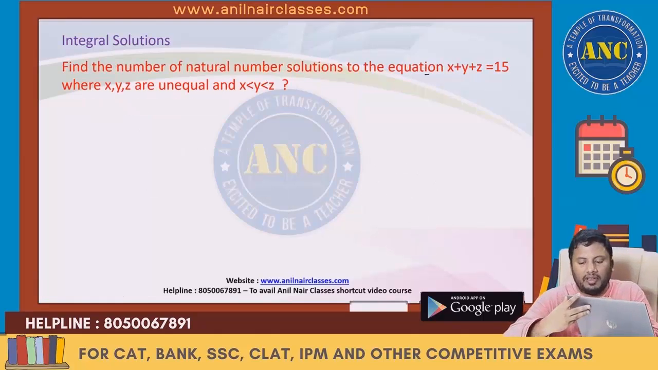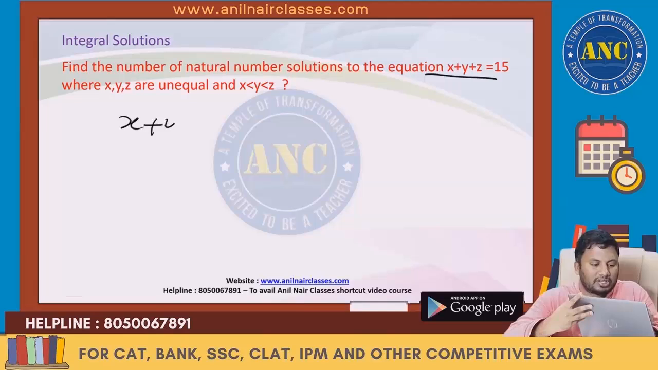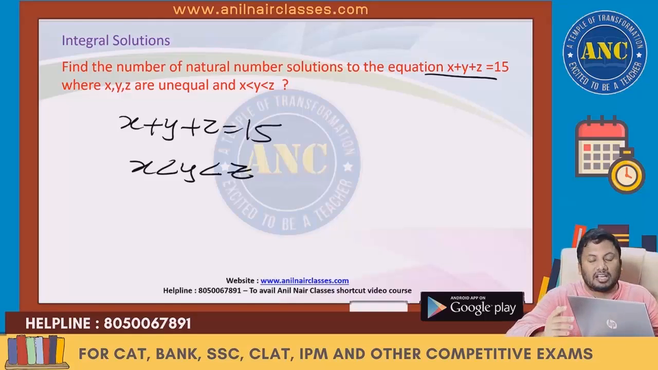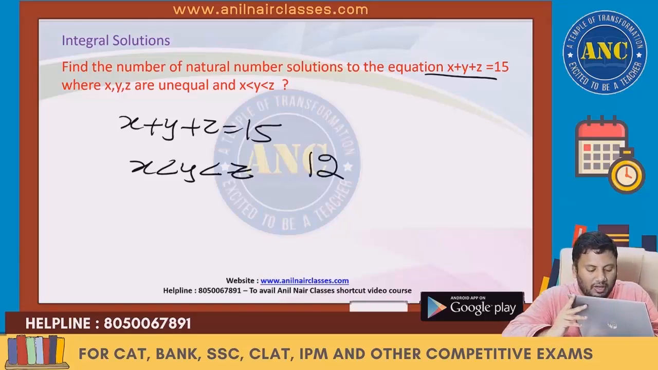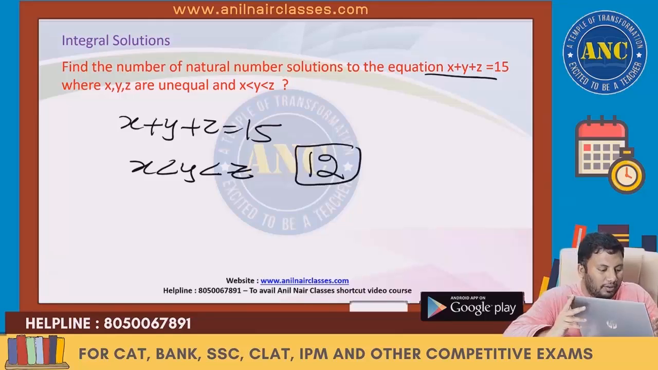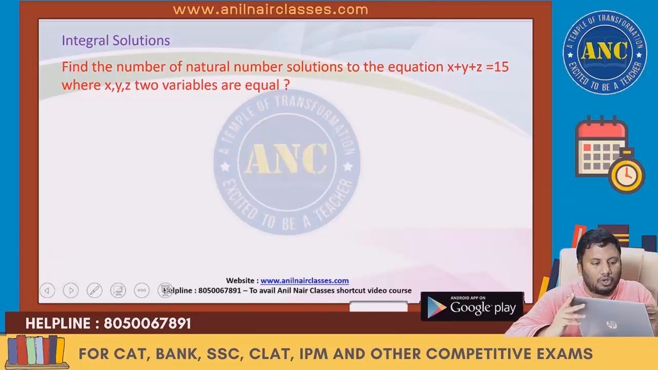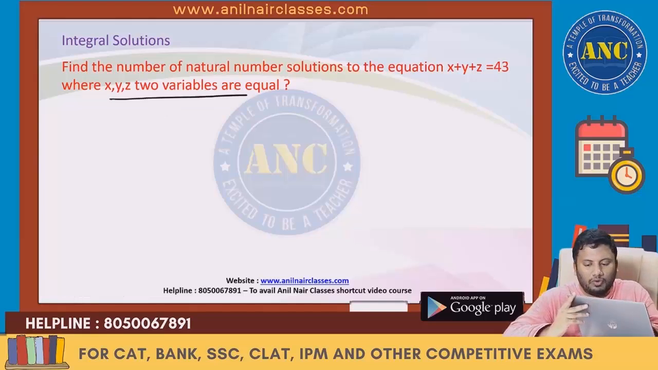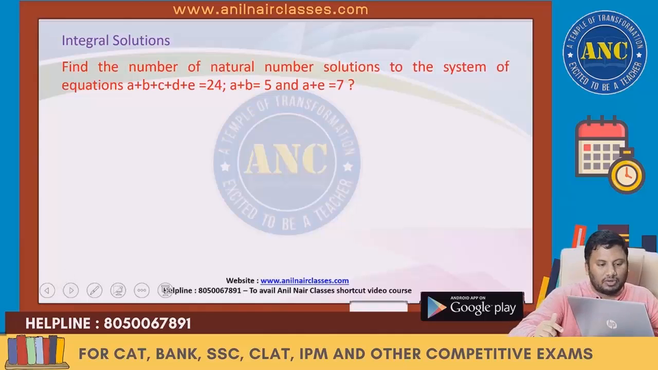In how many ways can this equation x plus y plus z be solved with x less than y less than z? At the beginning of the class we solved it. We got 12 as the answer, unequal. Two variables are equal, these also we solved. Two variables are equal when the right hand side is an odd number. These also we solved it.